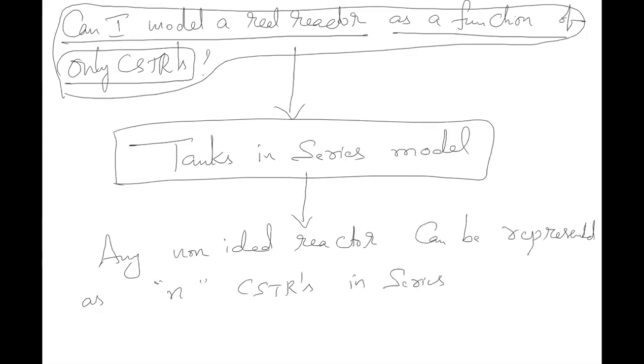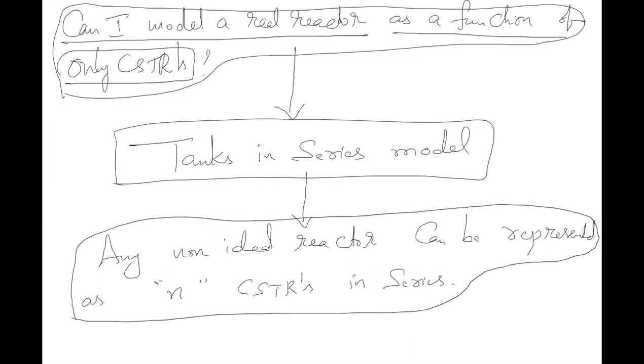N CSTRs in series. Any non-ideal reactor can be represented as N CSTRs in series. So don't get confused even if you don't understand this statement. Just wait. So what is the tanks in series model?